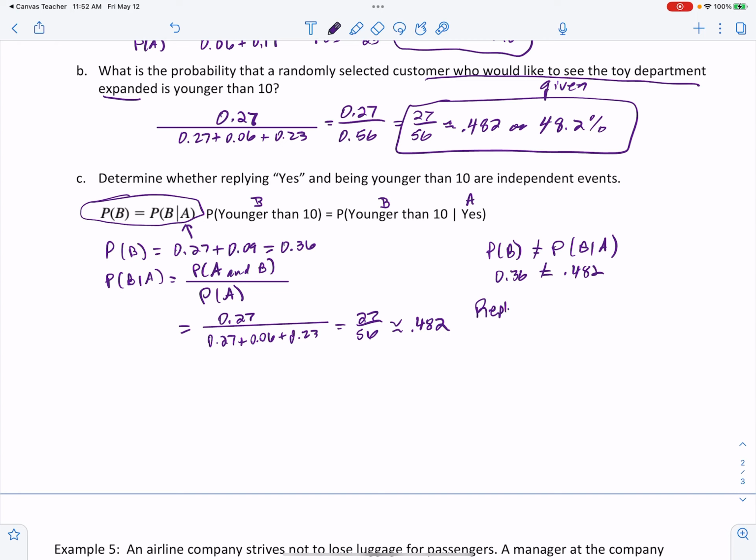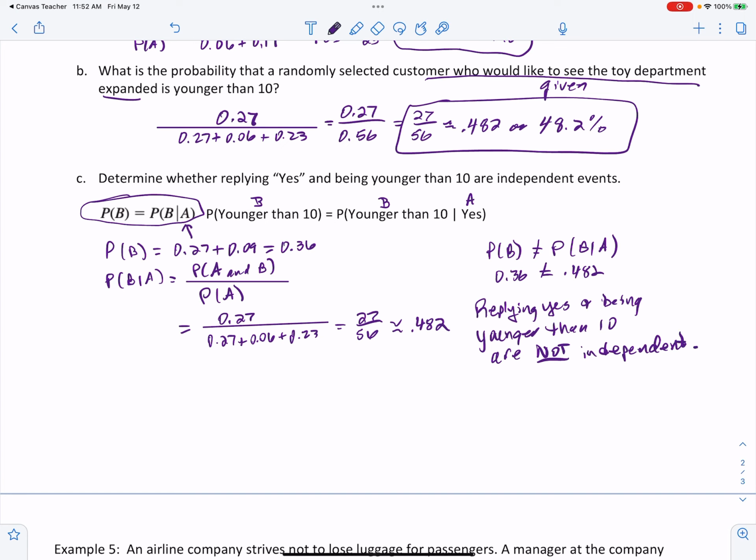So replying yes and being younger than 10 are not independent. That would have to be equal for them to be independent.